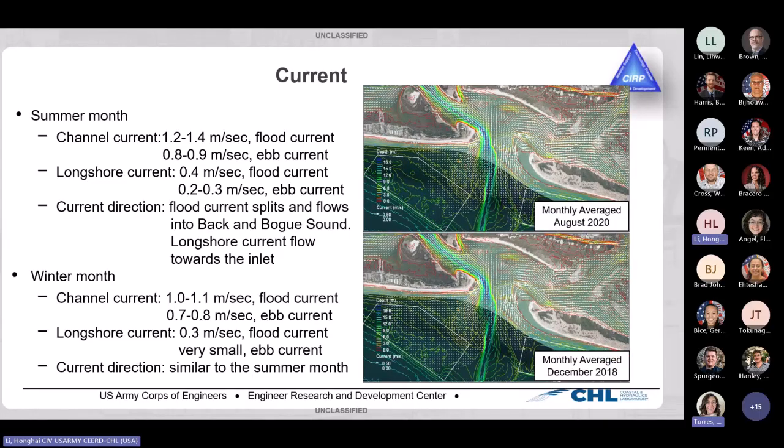And then we have a monthly average current here. So you see the scale is only 0.5 compared to the flood and ebb current. But you see it's mostly flood dominant, right? So the mean monthly flow goes into the sound, goes into the bay from outside. And also you see basically two branches of current. One goes to east on the east side of the inlet, one on the west side of the inlet.